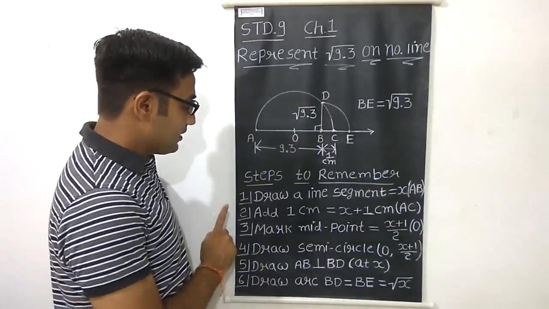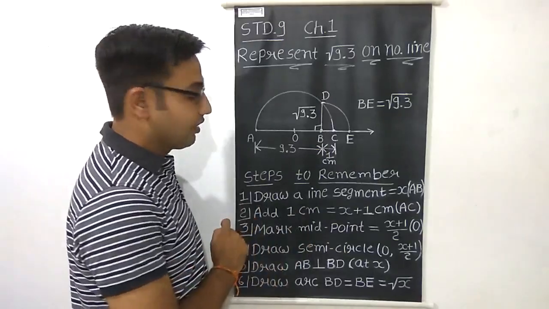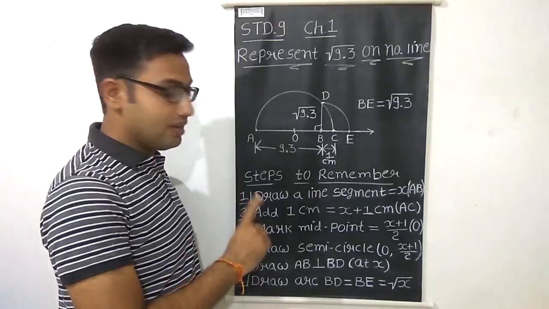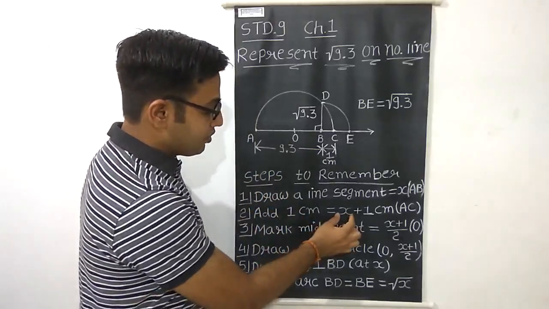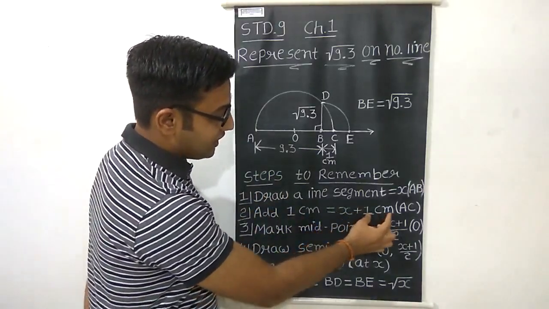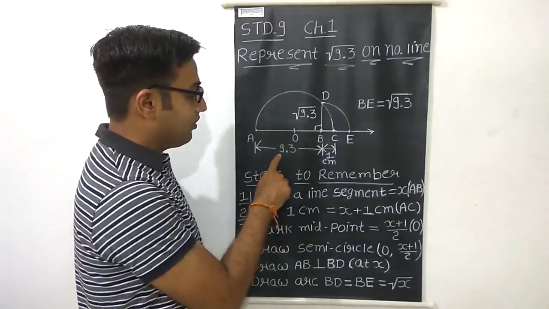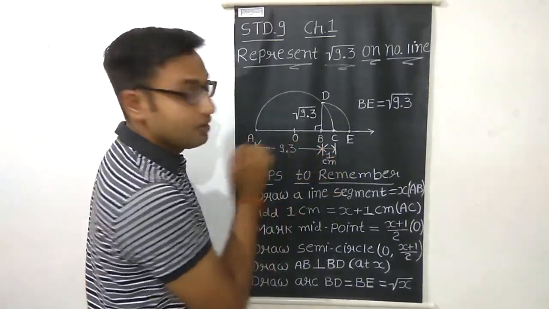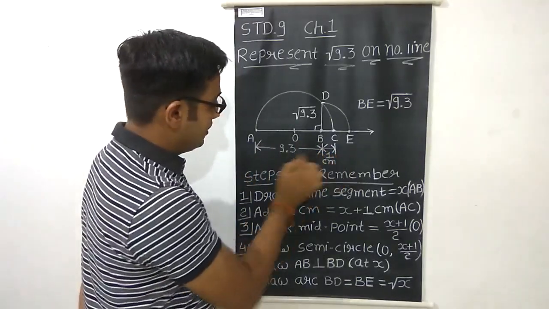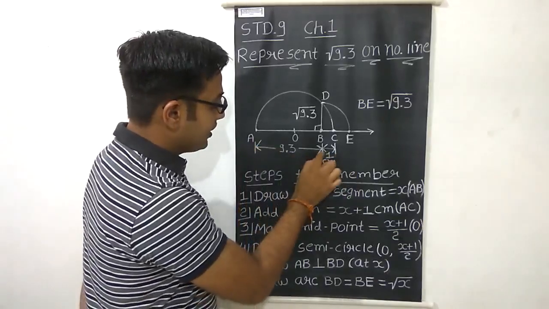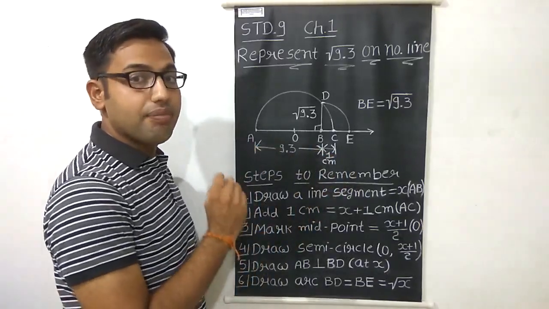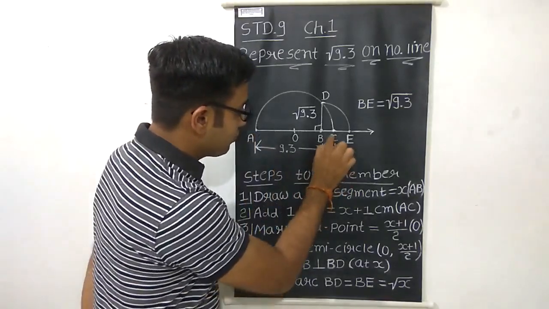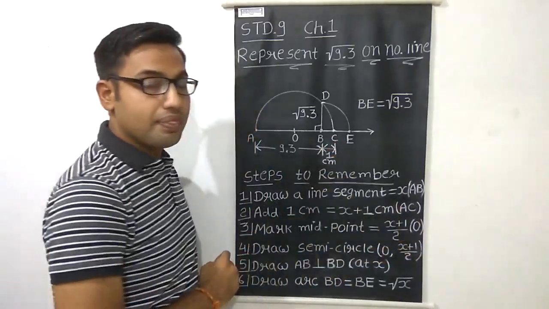The second step is to add 1 centimeter. We have to add 1 centimeter to that number, so x plus 1 centimeter, that is, add 1 to 9.3, so 9.3 plus 1 centimeter. Our total distance will be 9.3 plus 1, that is 10.3. This is the total distance now, A to C.